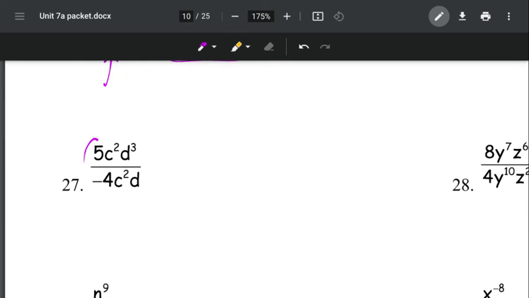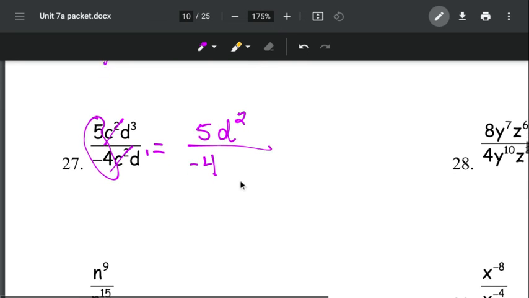Now for 27, when you do 5 over negative 4, it doesn't simplify. That's all it is, 5 over negative 4. These C's cancel. And then when you subtract your D's, 3 minus 1, you get D squared on the top.